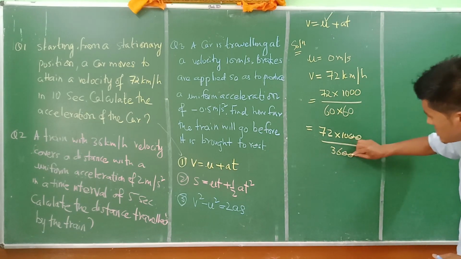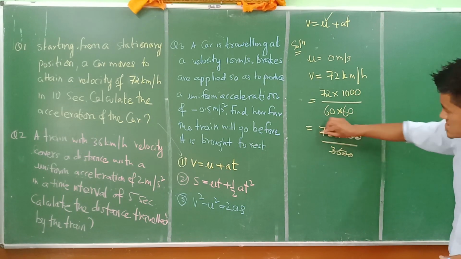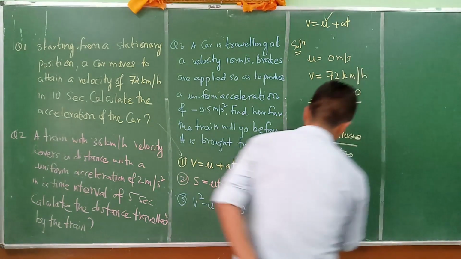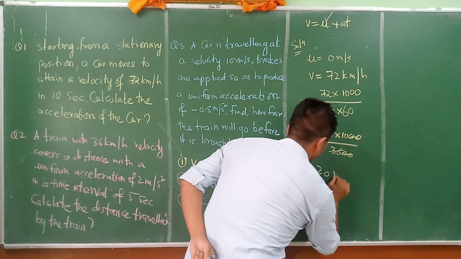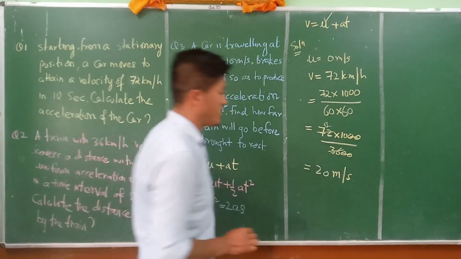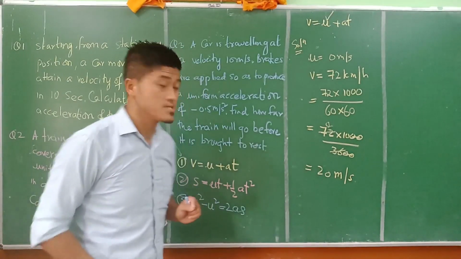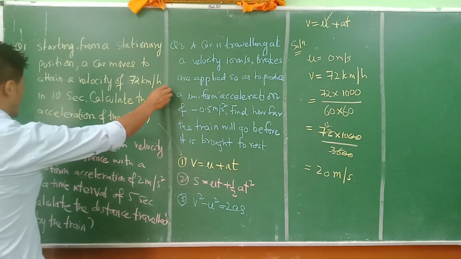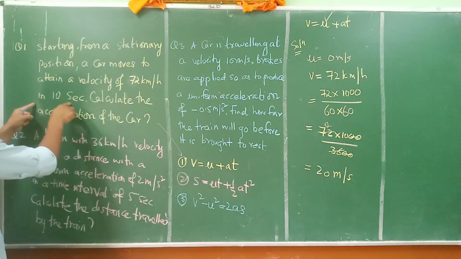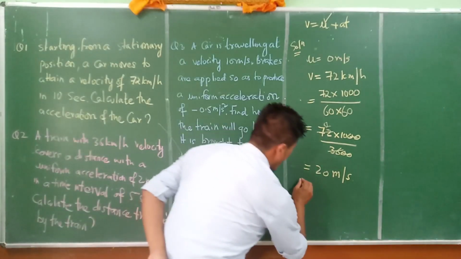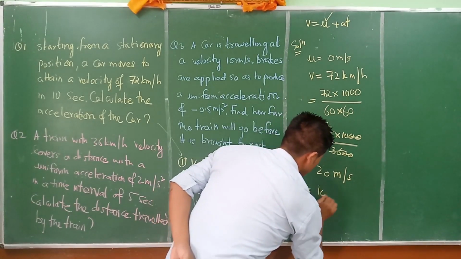So now let us cancel it. 0 and 0 cancel out. 36 ones are 36, 36 twos are 72, right? So 2 tens are 20. Now this is our final velocity, that is v is 20 meter per second. We got this. Now we came over here in a time interval of 10 seconds. What is second? Second is a time. So now the third one is t is 10 seconds.